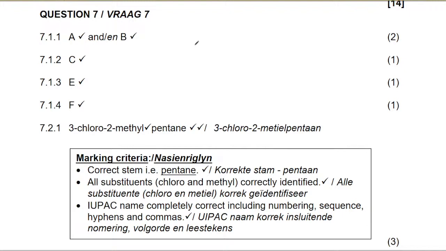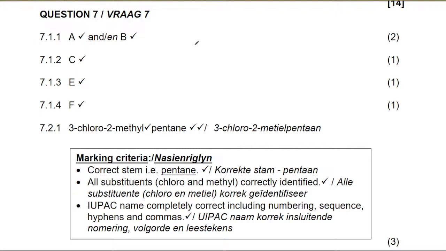And then number 7.1.3, a ketone. A ketone is E in this case, and I know all of us know how to identify a ketone. 7.1.4, an aldehyde, butanal. So you can tell from the name ending that it is an aldehyde.